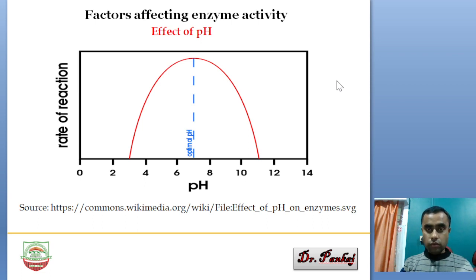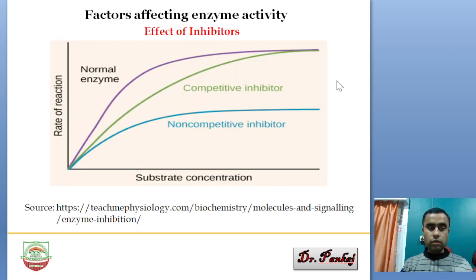For today, we will learn another thing, that is the effect of inhibitors on the rate of reactions. If no inhibition is there, this will be the graph to show the normal enzyme activity. Then there are the competitive inhibitor and the non-competitive inhibitor, as I have defined, and you also know from our previous slides.